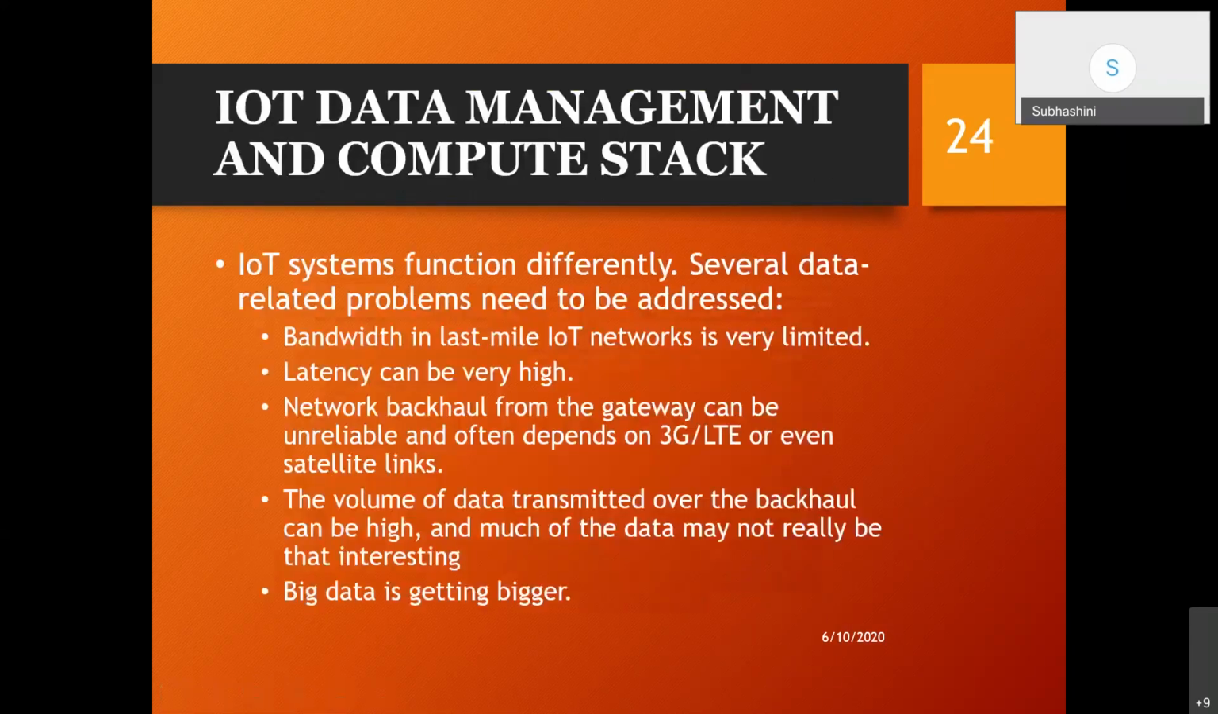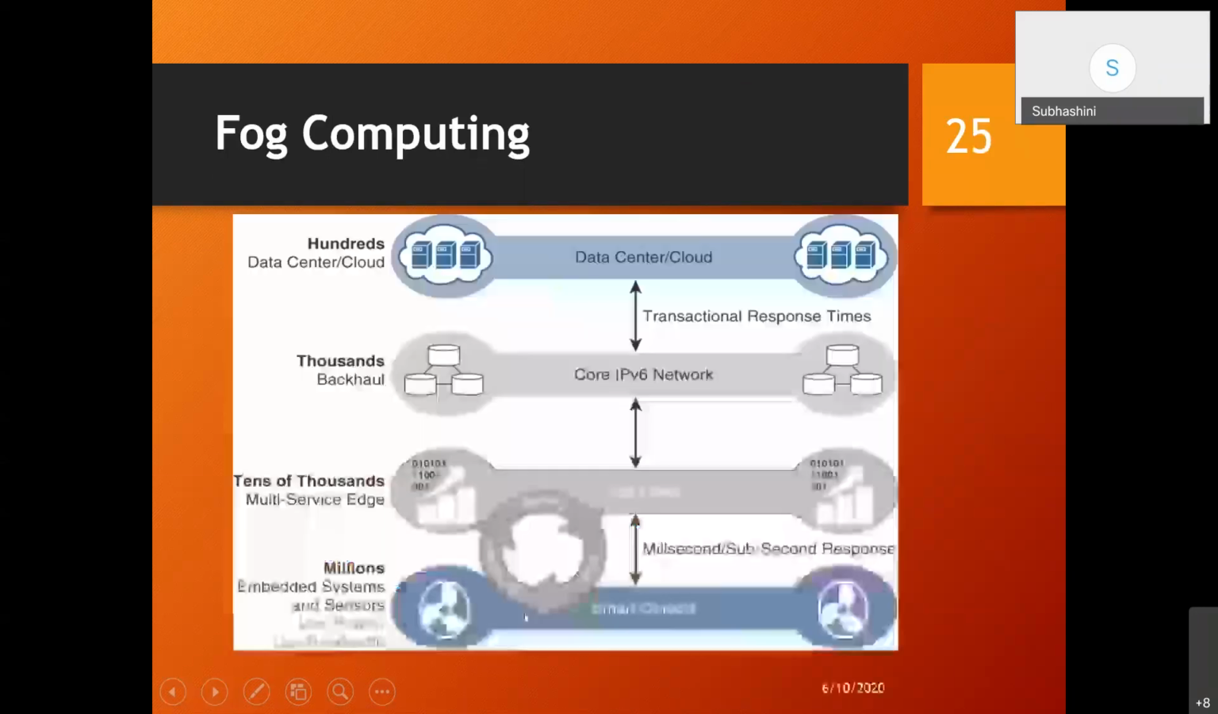The bandwidth is very limited, so you have to conserve it. Latency can sometimes be high, correct? Sometimes even your gateways can be unreliable, so you have to look into the reliability of your gateways. And looking at the volume of your data, it is definitely huge. You have to take care of replicas and unnecessary data. And big data, huge volume of data, how do you handle this? So all these things come under data management.